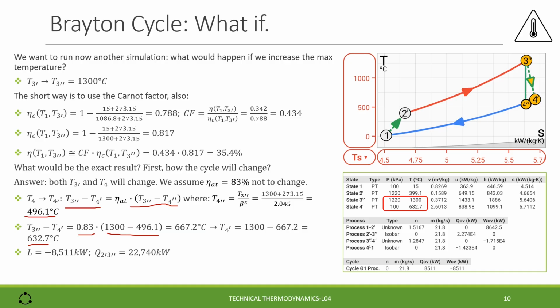And the technical work is then from the Thermonator application negative 8511 kW, and the heat over the transformation 2', 3 second, 22,740 kW. With those values we can calculate the efficiency, that is 37.4%. Also in this case the Carnot factor cannot be applied very successfully.